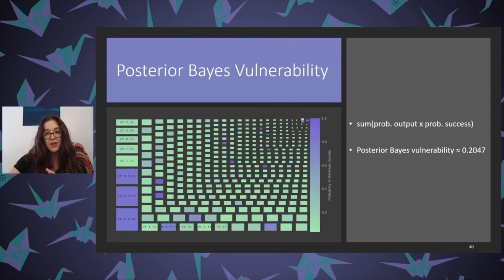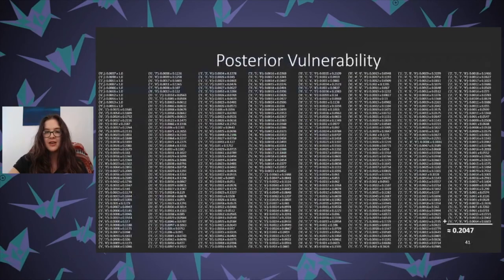If you prefer to see the full equation, we can return to the numbers that we saw before, and we can see that we weigh them together by multiplying them, and then we add them to get the average. And the result of this is 0.2047, or 20%. The output that we calculated by hand is right here, highlighted in green in the 7th column, and these numbers get added to the final posterior vulnerability.